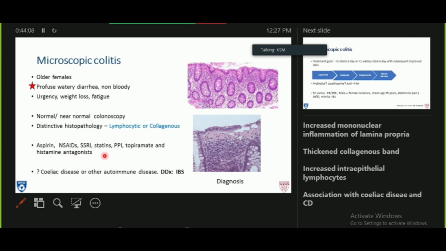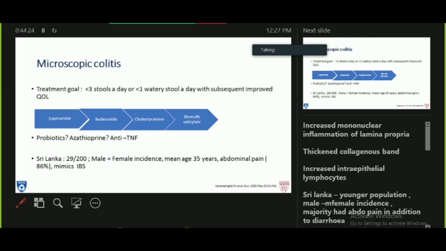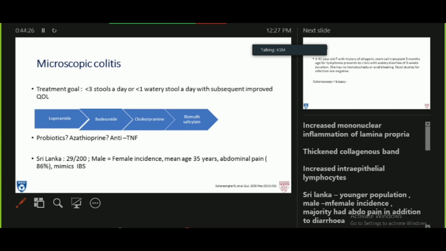Many drugs such as these have been linked, and our patient was on a PPI. Initially, a lot of these patients were misdiagnosed as having irritable bowel syndrome, and there is actually a link between celiac disease and other autoimmune diseases like Crohn's disease in some of these individuals. The treatment goal is really to reduce their stool frequency and give them a better quality of life. We tend to give them anti-motility agents like loperamide.